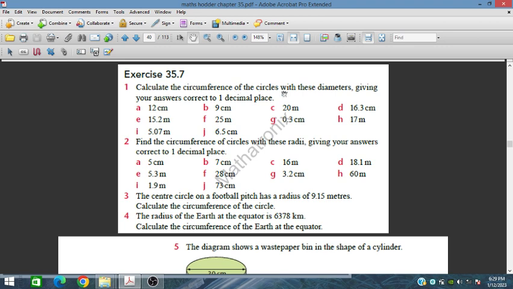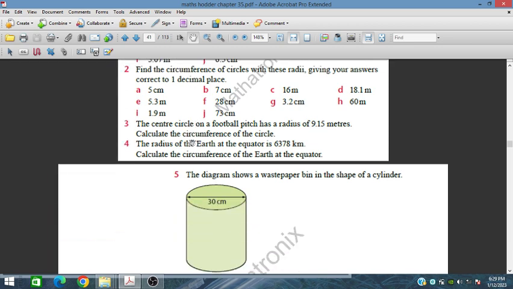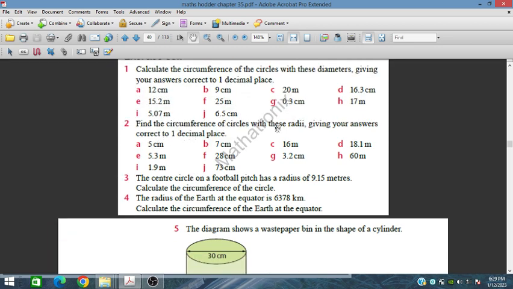Calculate the circumference of a circle with these diameters. The diameters are given, and we have to find the circumference correct to 1 decimal place. Similarly, the circumference of a circle with these radii, give your answer correct to 1 decimal place. Similarly, the center circle on a football pitch has a radius of this length. Calculate the circumference of the circle.